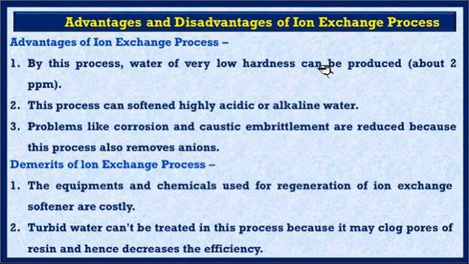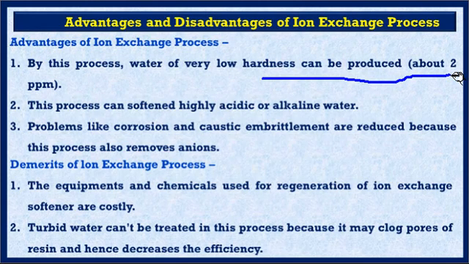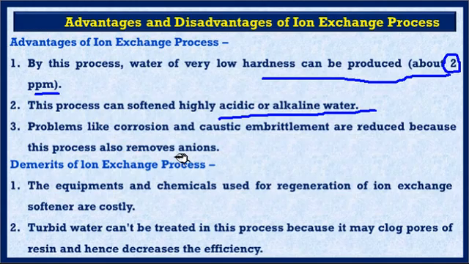Now what are the advantages and disadvantages of the ion exchange process? Advantages: by this process water of very low hardness can be produced. Approximately 2 ppm hardness water is produced by this method. That means only 2 ppm hardness is remaining in the water, which is the least among the processes we have discussed up till now, that is the zeolite process and the lime soda process. This process can soften highly acidic and alkaline water also.